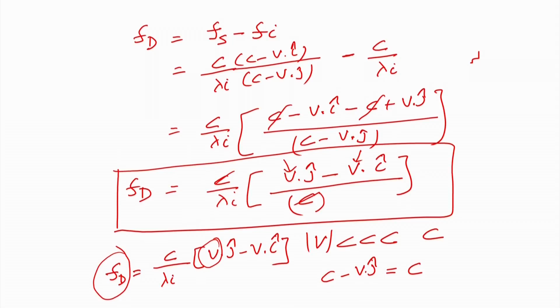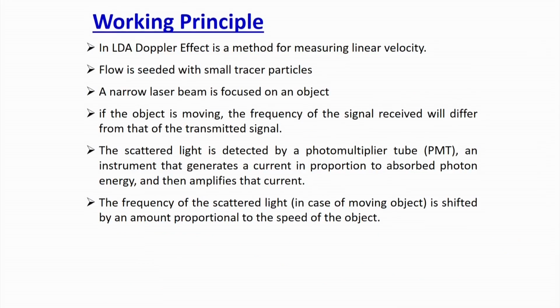And you can write it simply F d is equal to C upon lambda I, this will be V j minus I, unit vector. So, that is the way it will be there, and you can find the velocity in the direction of the scattered, velocity in the direction of the incident, and you will get what the overall velocity will be. So, that is the basic principle of measurement of the laser Doppler anemometry.